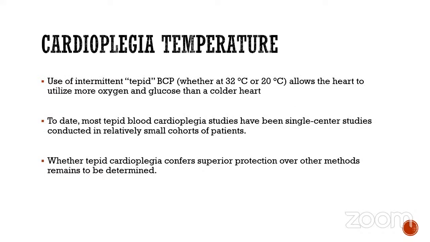Another method is the use of tepid blood cardioplegia, which can be given at a temperature between 20 degrees Celsius up to 32 degrees Celsius, allows the heart to utilize more oxygen and glucose than a colder heart. However, most tepid blood cardioplegia studies have been single-center studies, and they were conducted in a relatively small cohort of patients. And still, whether it has any superiority over the other methods of delivering cardioplegia is still to be determined.